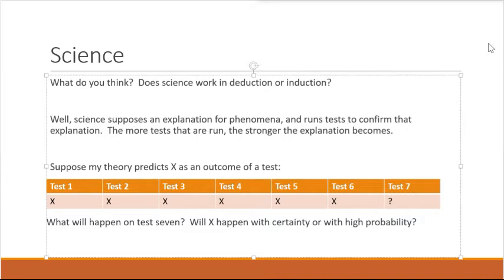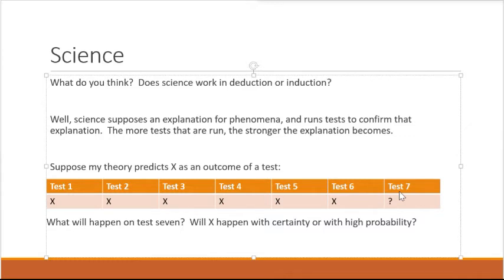Science supposes an explanation for a phenomenon and runs tests to confirm that explanation. The more tests that are run, the stronger the explanation becomes. So, suppose I'm dropping pens onto the ground, and I hold a pen up here and I drop it, right? And my theory is that everything once dropped will fall to the ground. It's a pretty sophisticated science theory here. And I run the test once, twice, 3 times, 4 times, 5 times, 6 times. And more or less, we've all been running this test our entire lives, right?